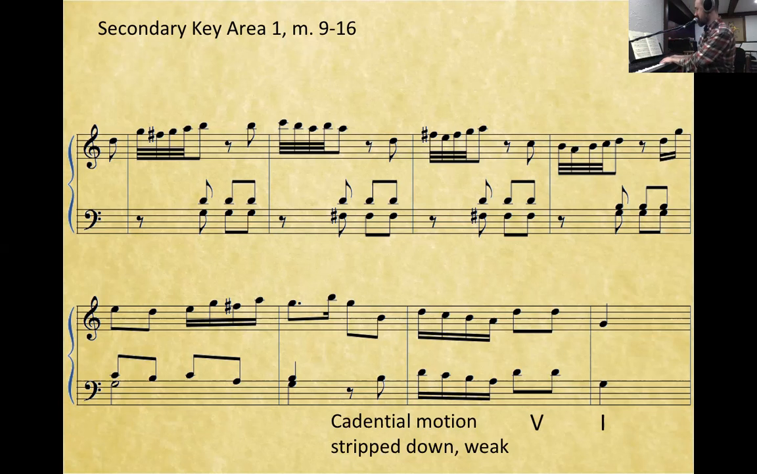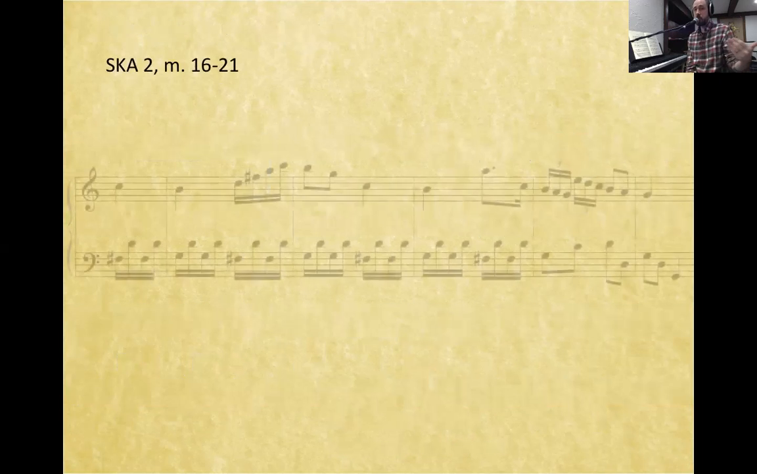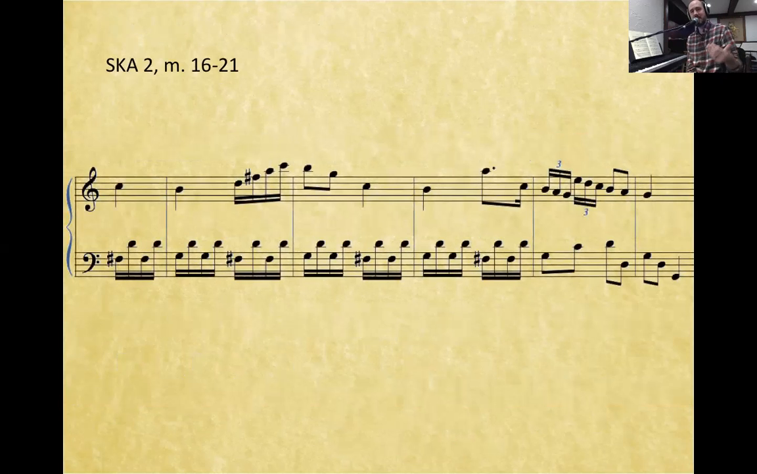He obviously wants to stop this idea, but not do it in a huge way because we're about to continue onwards in the secondary key area. So by using a really, really weak cadence here, we can feel a strong sense of structural connection between SKA 1, which we just looked at, and SKA 2. A strong cadence would separate them, right? And that's, again, just going back to the way that Haydn ends the main theme.